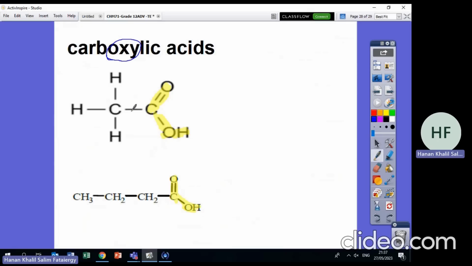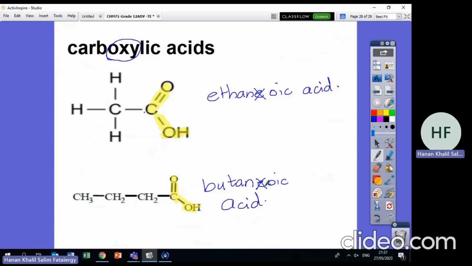Now, first of all, how do we name it? We have 2 carbons, so I will say ethane. I will remove the E and I will say ic acid. Okay, ethanoic acid. This one, 1, 2, 3, 4. So this is butane. I will remove the E and I will put oic acid. Okay, now when I do the formula, I have 2 C's. I have 1, 2, 3, 4 H's, and I have 2 oxygens. Okay, here I have C4H, 1 plus 2, 3, 5, 8, and then O2.